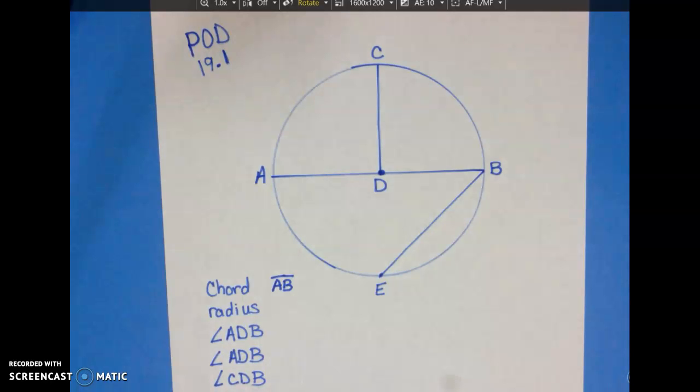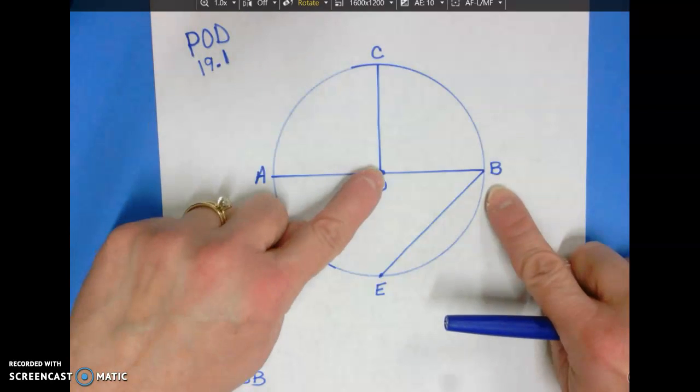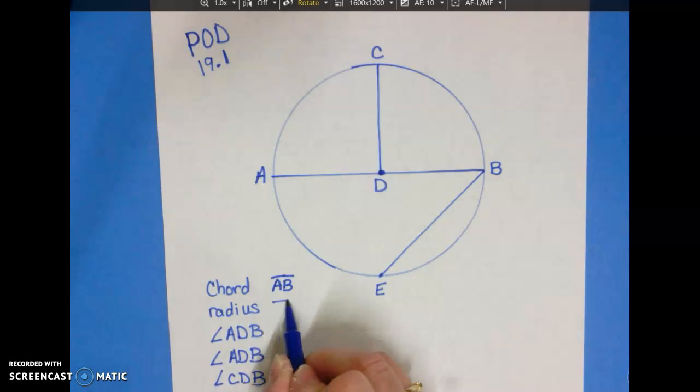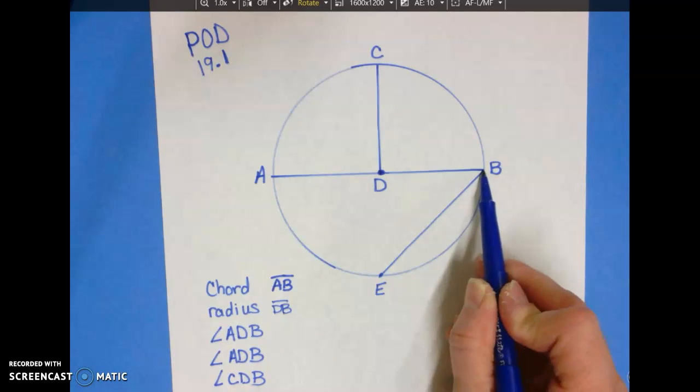Now, half of a diameter, the diameter of the circle is segment AB as well, like we just said. And if I were to take half of a diameter, I have a line that's called a radius. So I see several radii, plural, in the circle. One radius that I see is segment DB. It goes from the center point out to one of the edges of the circle.